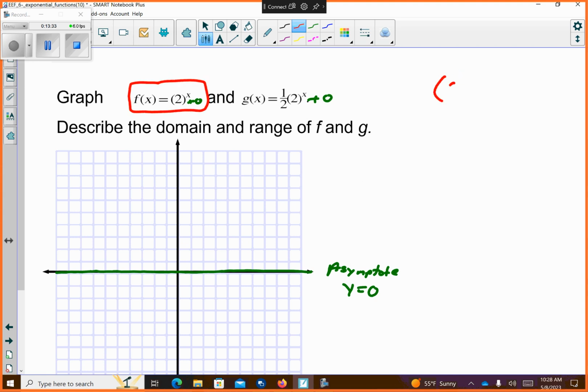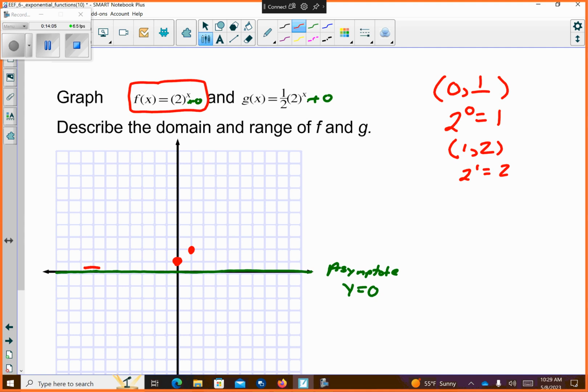All right, so let's do this one in red. I'm going to plug in my first point, 0 comma something. So I'm going to get 2 raised to the 0. 2 to the 0 is? 1. Okay. And then I'm going to plug 1 in. So 2 to the first power is? 2. So write 1 up 2.